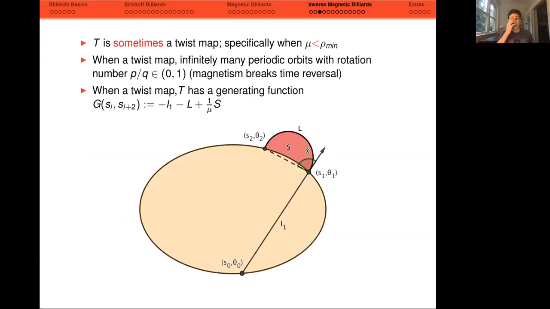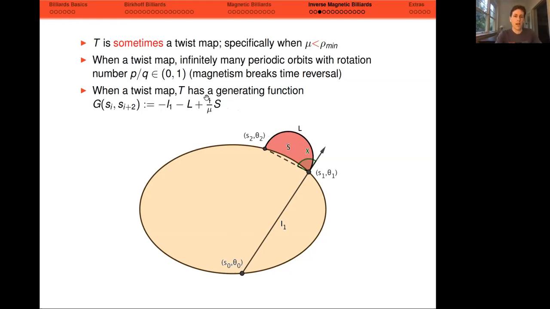So just like in magnetic billiards, this map is sometimes a twist map. And we can specifically say that it's going to be when mu is smaller than the minimum radius of curvature. It was the opposite when it came to magnetic billiards. Just as before, this means we get infinitely many periodic orbits with rotation number p over q. And now we have a twist map that is negative the Euclidean length of the billiards segment, minus L, the length of that circular arc on the outside, and then 1 over mu times S, that area on the outside.